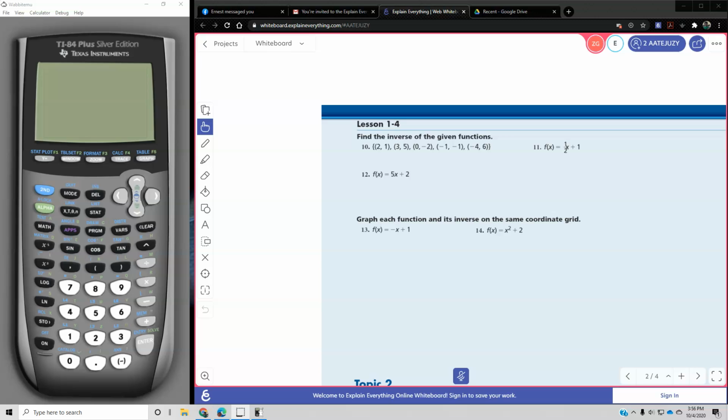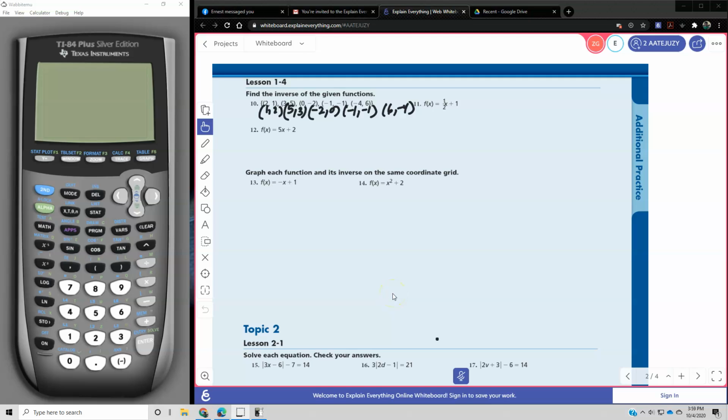We're going to find the inverse for the given function. So we have 2, 1. So it's 1, 2. 3, 5. So it's 5, 3. Negative 2, comma 0. This one's negative 1, negative 1. And 6, negative 4. So what you're doing to find the inverse, you got to switch the x and the y.